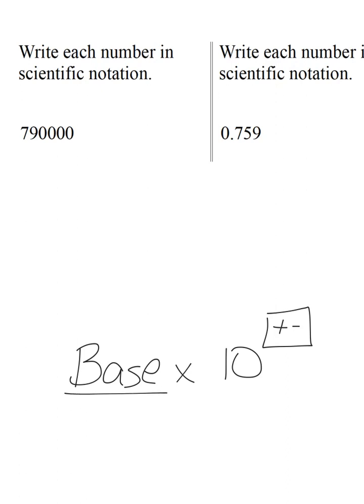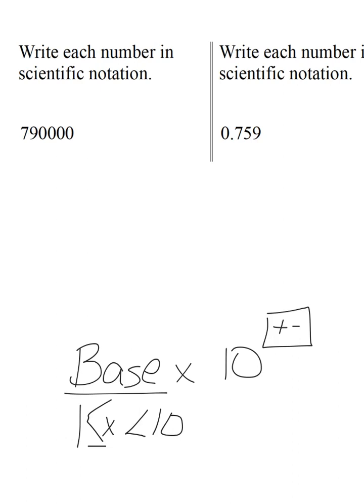Let's first review the rules on the base. The base has to be a number at least 1, so we're going to use x, calling that our base. So it has to be at least 1, which means it's got to be greater than or equal to 1, but then it has to be a number less than 10. It cannot be equal to 10. It can be 9.9999 repeating.